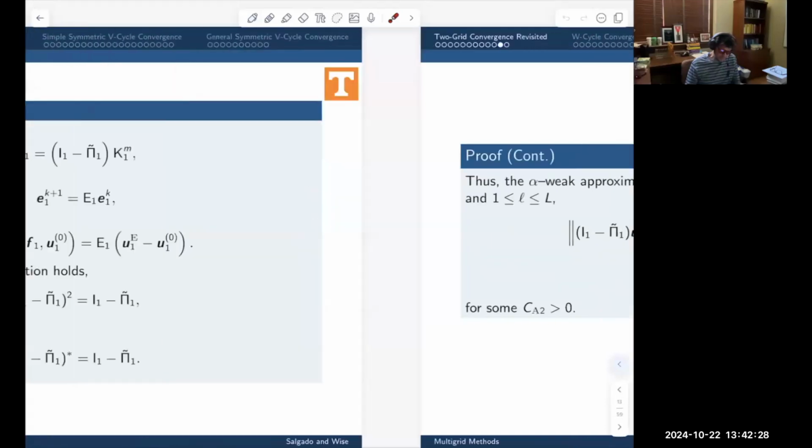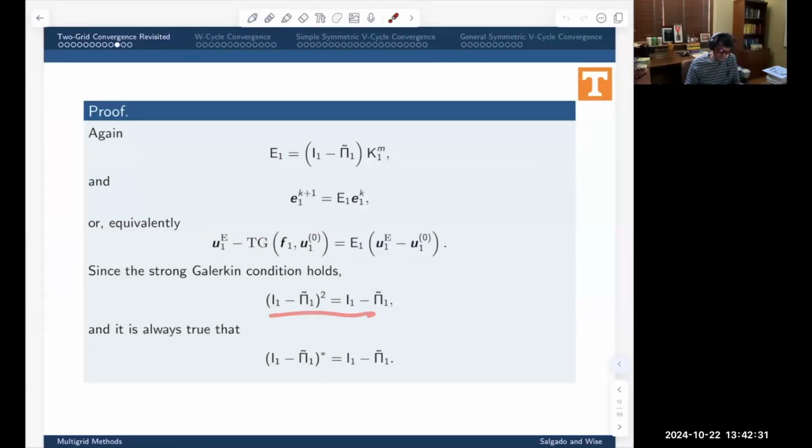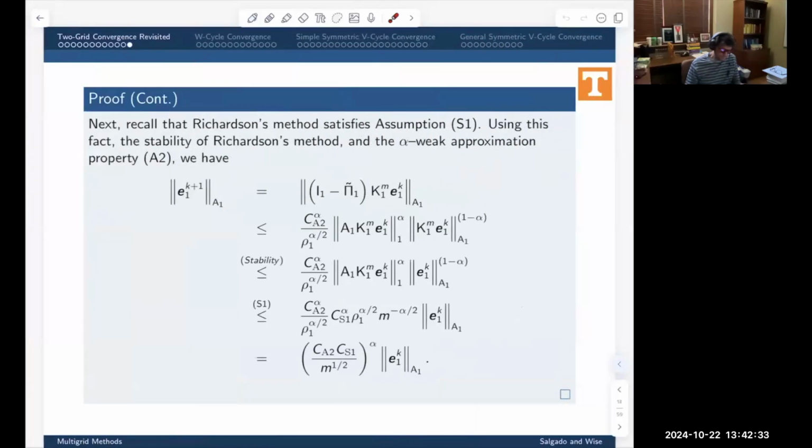We've assumed the Galerkin condition, so we're going to use both this and that now. Next, recall that Richardson's smoothing method satisfies assumption S1. That's our first smoothing principle. And we're going to use this fact and the stability of Richardson's method. So the stability of Richardson's method just means that anytime I have a K1 tangled up in here with an A1 matrix or A1 norm, I can just remove that guy, at will.